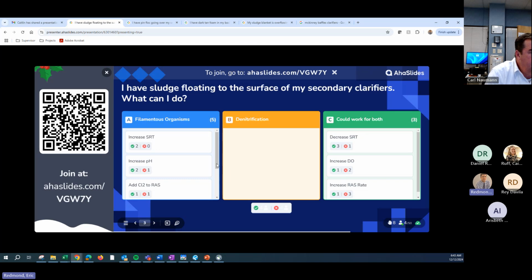So the last thing here for filaments, manage F to M, was out the bottom. We talked about that, and that's kind of the SRT part. But chlorine and hydrogen peroxide to the RAS. So what are we doing when we add chlorine and hydrogen peroxide to the RAS?